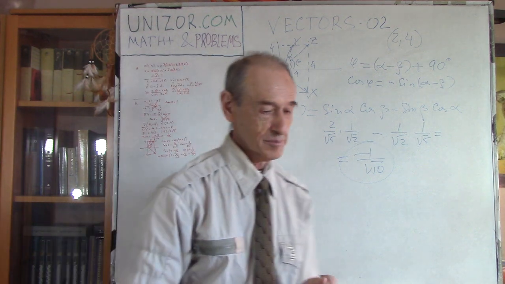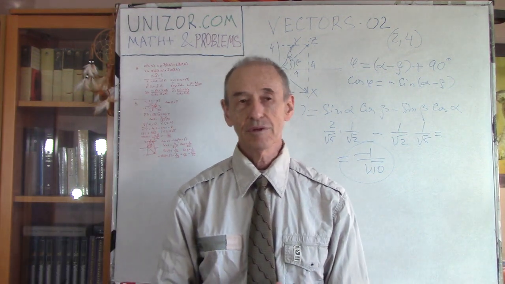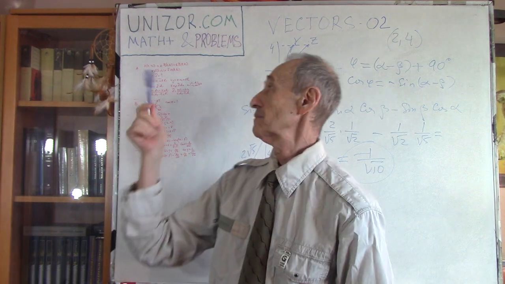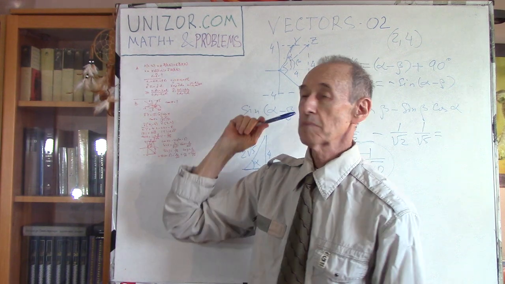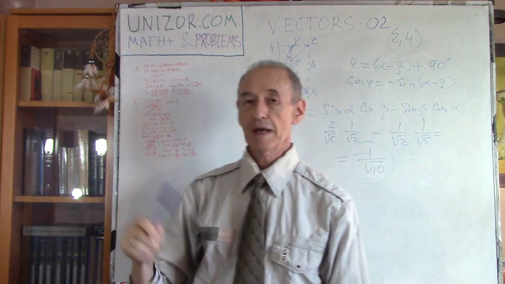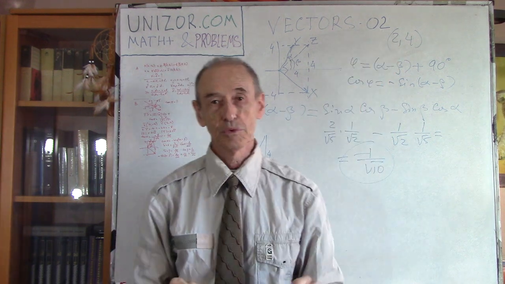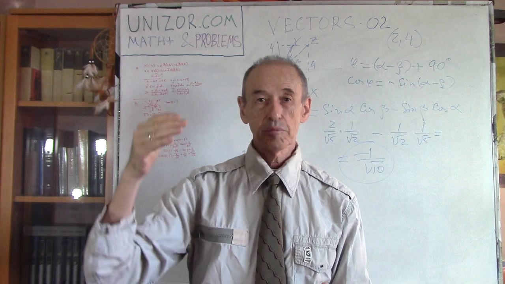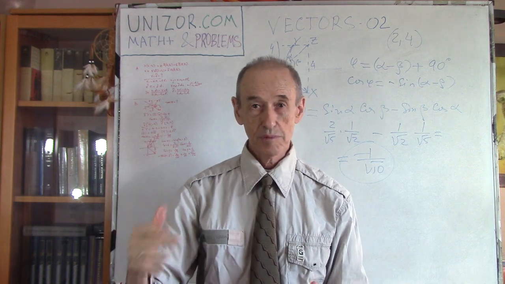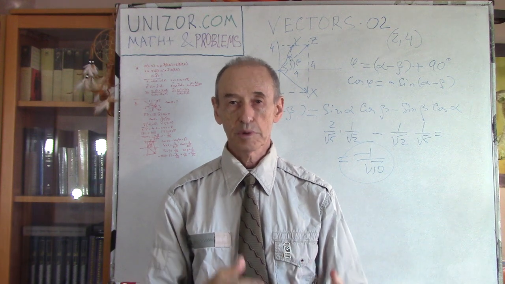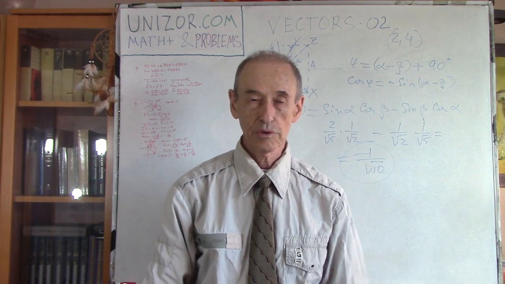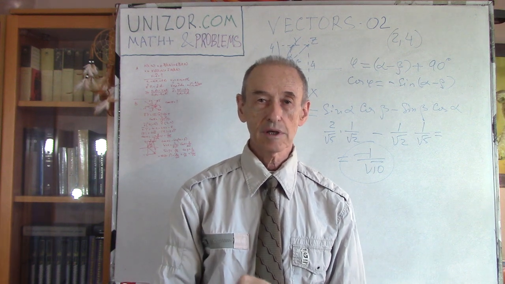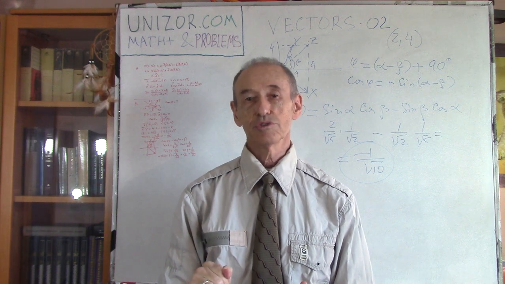Now, as usual, I'm trying to encourage you to solve problems yourself. So what I suggest you to do is go to the website unizor.com, choose the course Math Plus Problems, go to the vectors, and in the vectors go to vector 02. Read the notes for this lecture, but don't read the solution. Read just the problem and try to solve this problem yourself, again knowing whatever you're knowing, and try to put it in writing. And then compare your writing with whatever I have written as a solution to this problem.